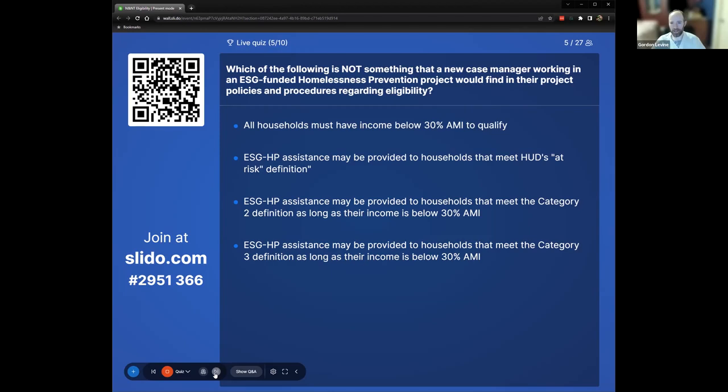C, ESG HP assistance may be provided to households that meet the category two definition, as long as their income is below 30% AMI, or D, homelessness prevention assistance may be provided to households that meet the category three definition, as long as their income is below 30% AMI? Which of the following is not something you would find in a homelessness prevention project policies and procedures, at least not one that we've approved?